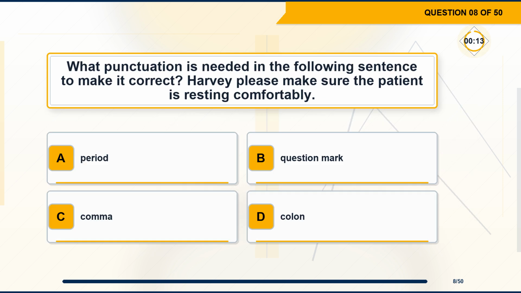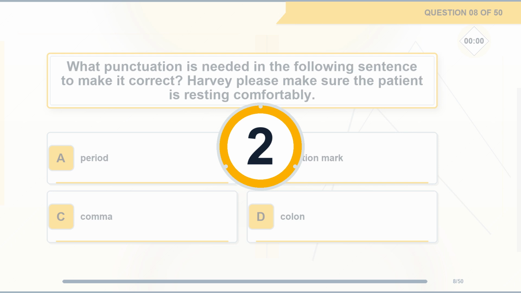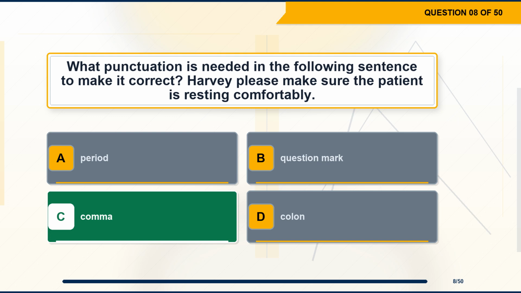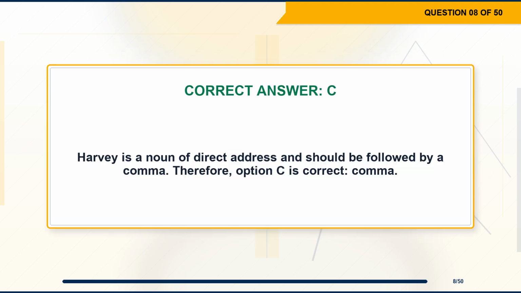Question 8. What punctuation is needed in the following sentence to make it correct? Harvey, please make sure the patient is resting comfortably. Option A, period. Option B, question mark. Option C, comma. Option D, colon. The correct answer is option C, comma. Explanation. Harvey is a noun of direct address and should be followed by a comma. Therefore, option C is correct, comma.